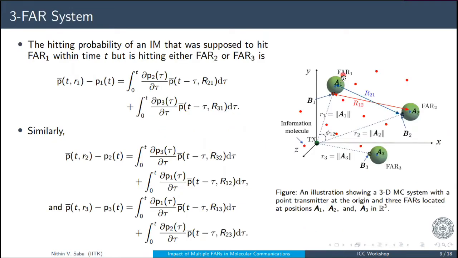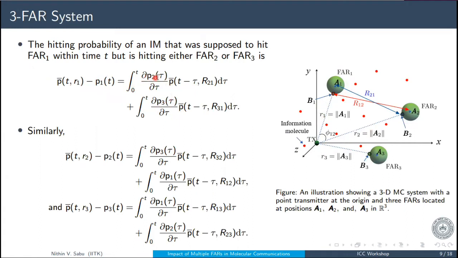Now consider a molecular communication with 3 fully absorbing receivers located at A1, A2, and A3, which is at a distance R1, R2, and R3 from the transmitter located at the origin. The hitting probability of an information molecule that was supposed to hit FIR1 within time t, but is hitting either FIR2 or FIR3 is given by P bar of t comma R1 minus P1 of t. This is equivalent to these two summations.